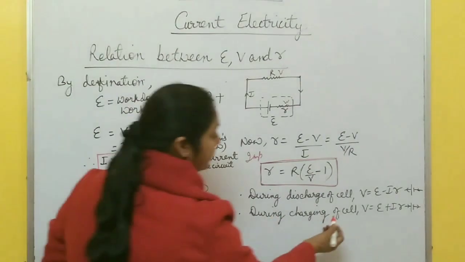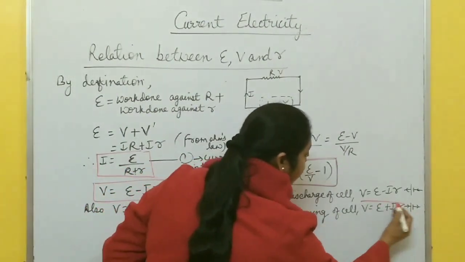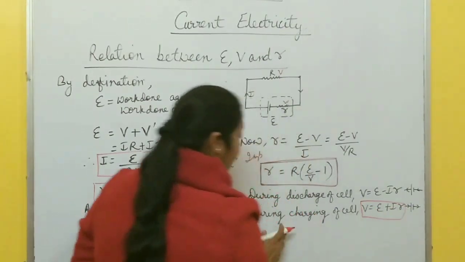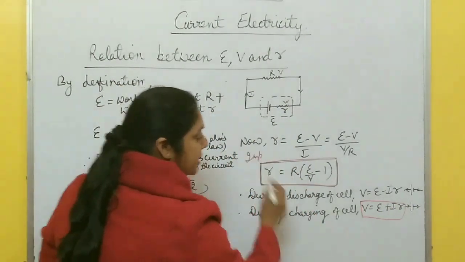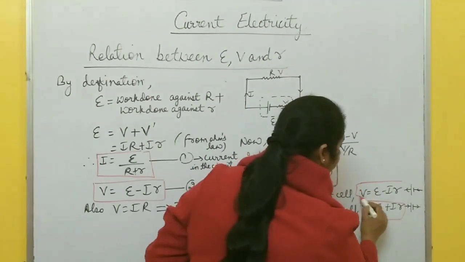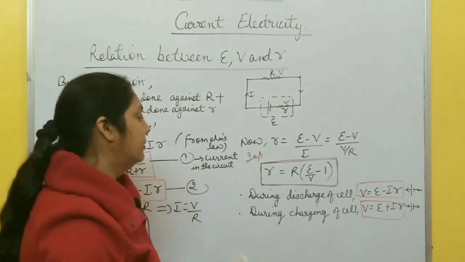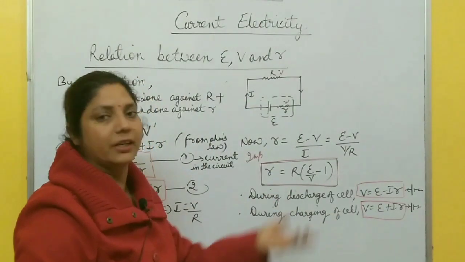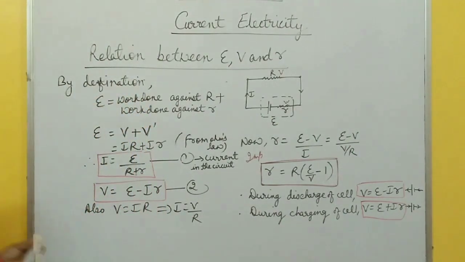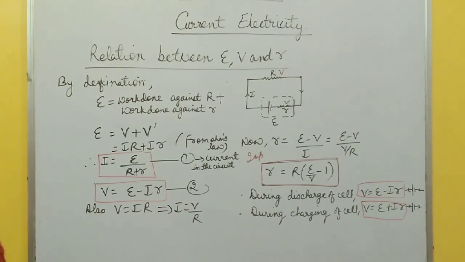So V equal to E plus IR. This formula is valid during charging of a cell, and during discharging of a cell, the formula is V equal to E minus IR, because during both processes the direction of current is reversed, right? Please take a screenshot after this, then combination of cells.